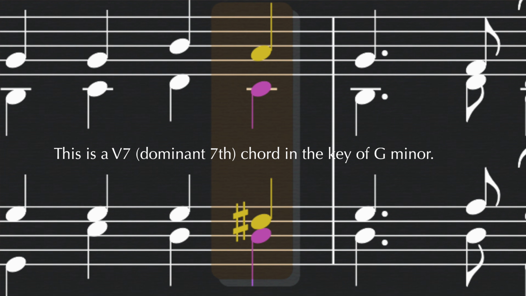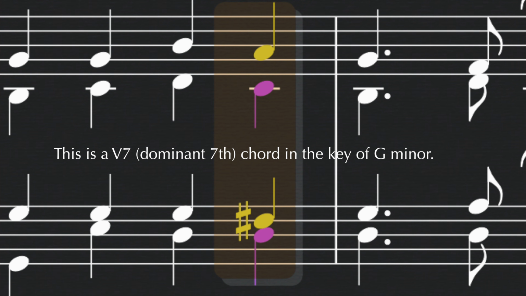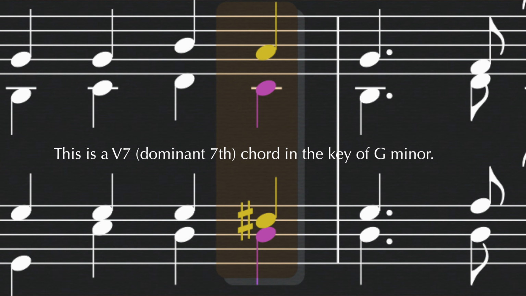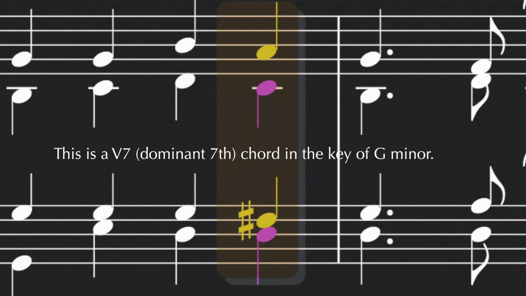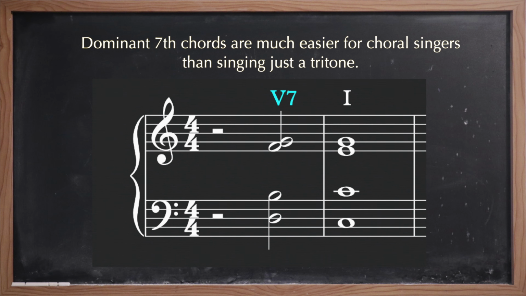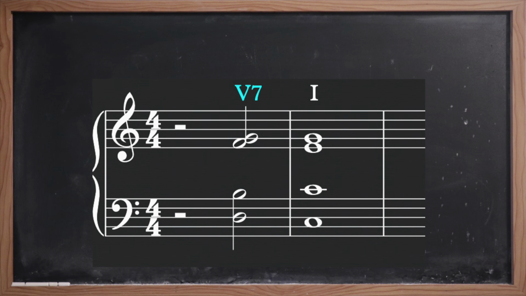Now, having said that, you won't see this voicing in choral music as often as other types of voicings. Usually a dominant seventh chord will not be voiced this way, but you may see it from time to time, and it is considered acceptable. A dominant seventh chord is going to be a lot easier for a choir to sing than just a tritone.